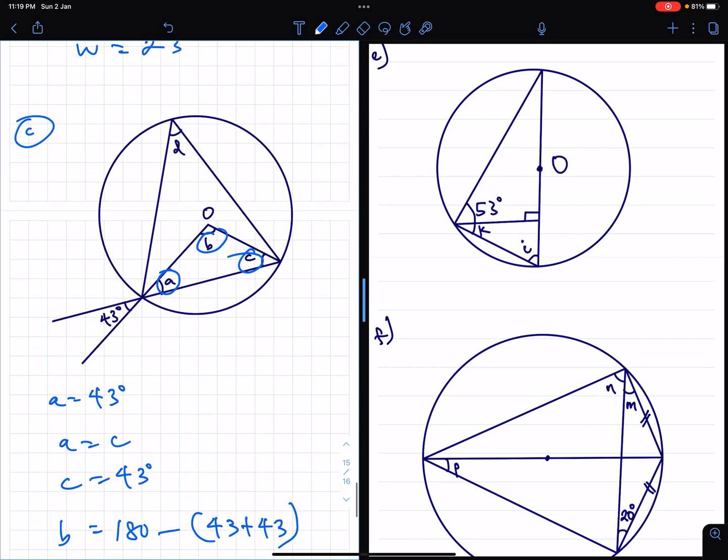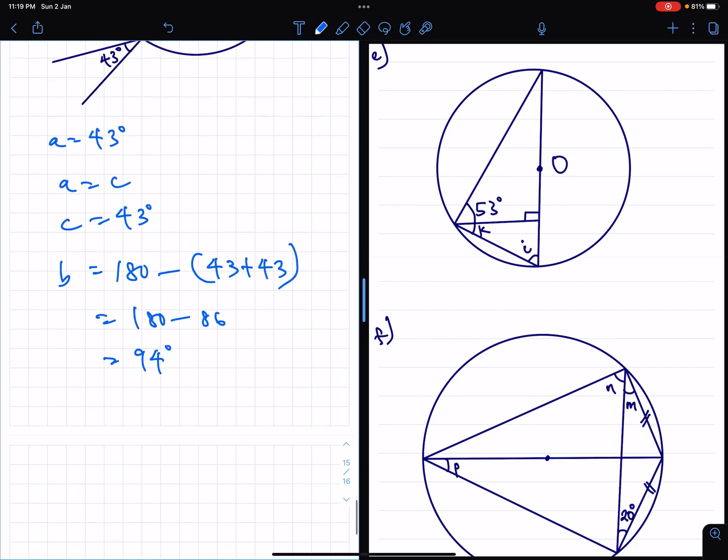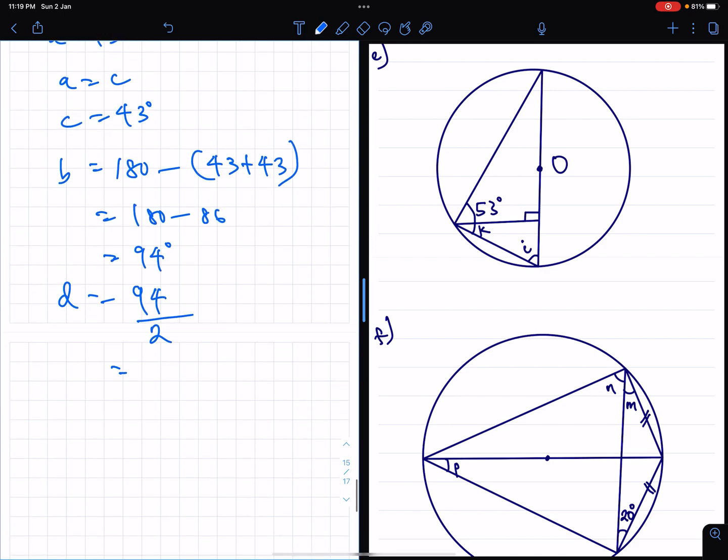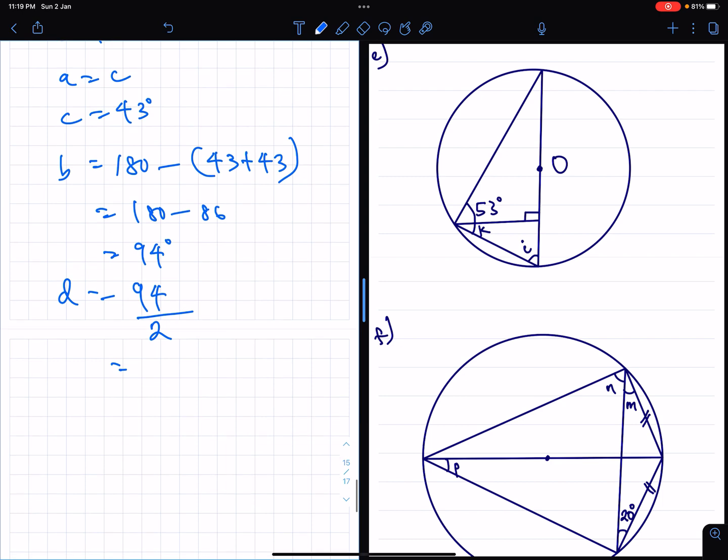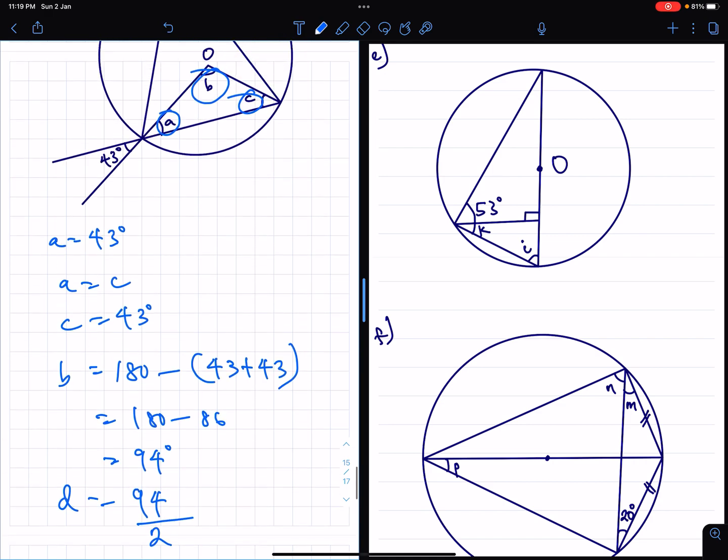If angle B is 94 degrees, angle D is going to be 94 over 2. Angle at center is twice angle at circumference, so B is 2D and D is half of B. So angle D is 94 over 2, which is 47 degrees. Yes, that's that very quickly.